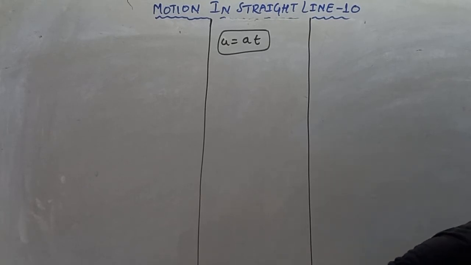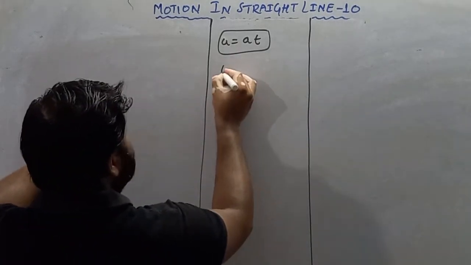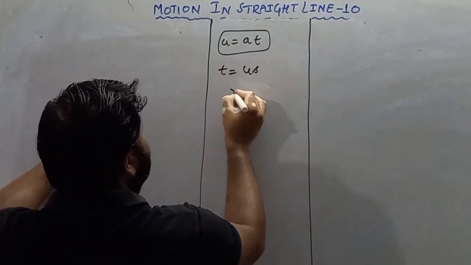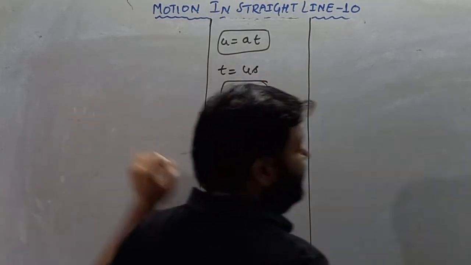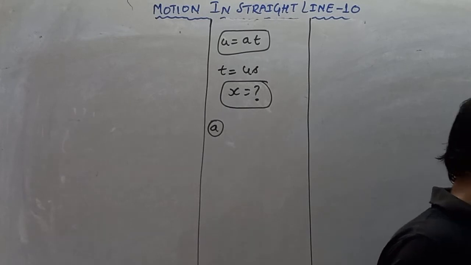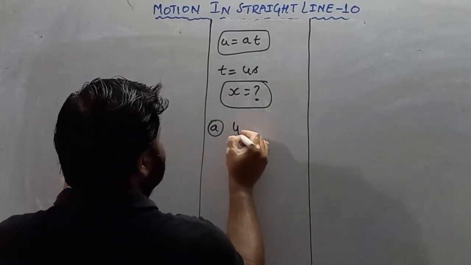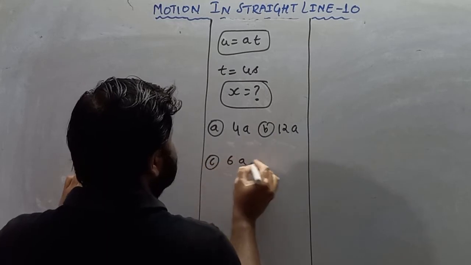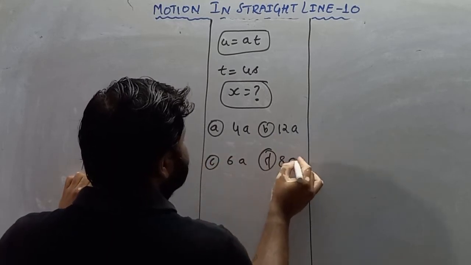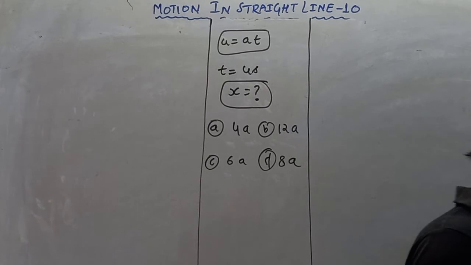The distance traveled by the particle in the first 4 seconds. They are asking how much distance is traveled by the particle in the first 4 seconds. So the options are: option A is 4a, option B is 12a, option C is 6a, and option D is 8a.